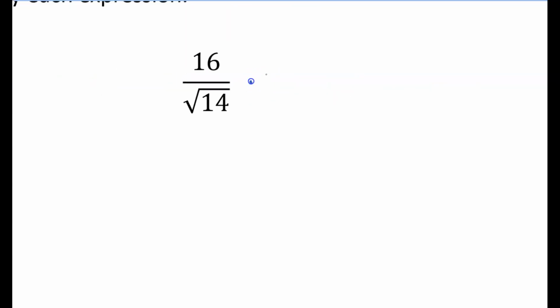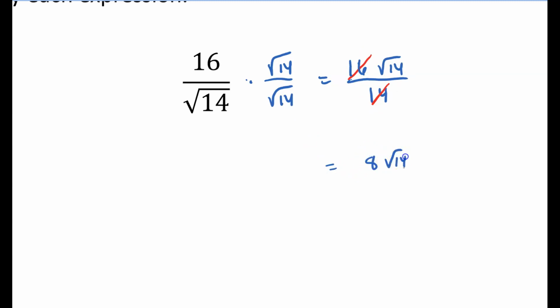Okay, hopefully on this one, you tried it, you multiply by the square root of 14, and you get 16 square root of 14 over 14, which, hey, that's not too bad. Did you simplify or did you reduce? Here we can reduce by 2, so we get 8 square root of 14 over 7.